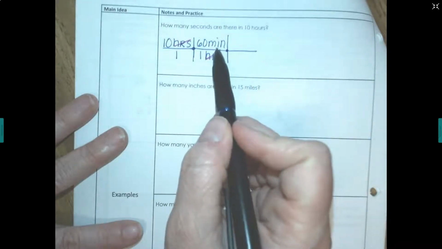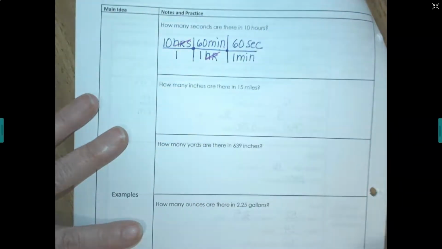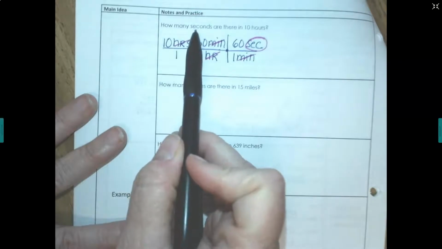Okay, so I know I need the word minute to disappear. So that means the next minute has to go on the bottom. So I know that 1 minute is 60 seconds. And by doing that, I can get this word to cancel with this one, and that leaves my units of measure in seconds, which is what I want. That's what the question asked us to do, to convert into seconds. So what we need to do now is, these are 3 fractions that are multiplying.